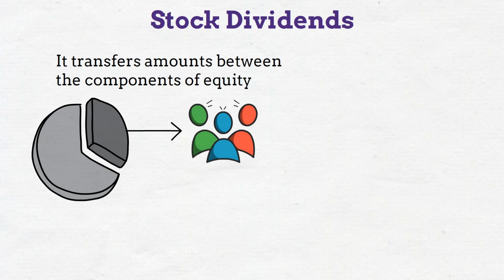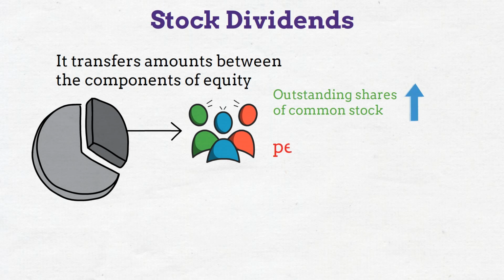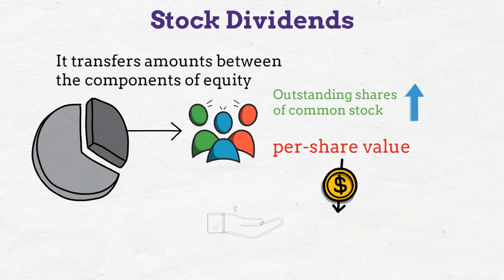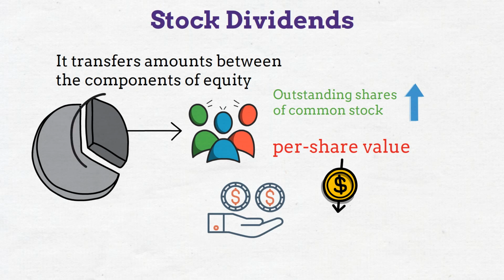A stock dividend increases the number of outstanding shares of common stock and reduces the per share value of each share. This reduction in per share value is offset by a corresponding increase in the number of shares held by each shareholder, so the total value of each shareholder's investment remains the same. As a result, a stock dividend affects the composition of equity rather than the total amount of equity.